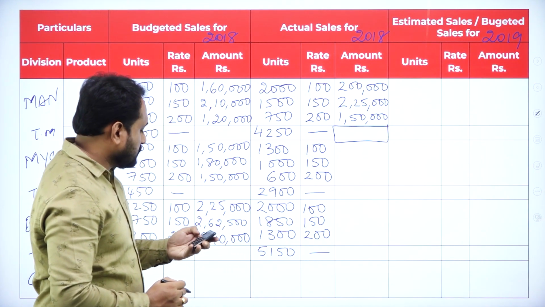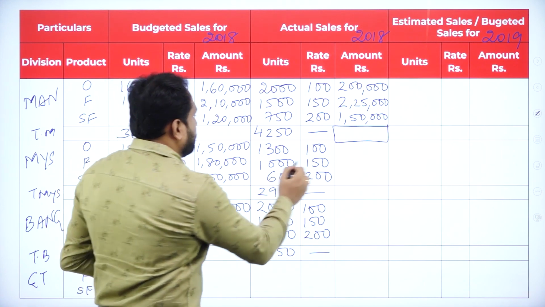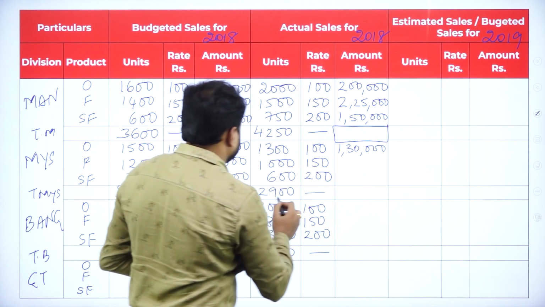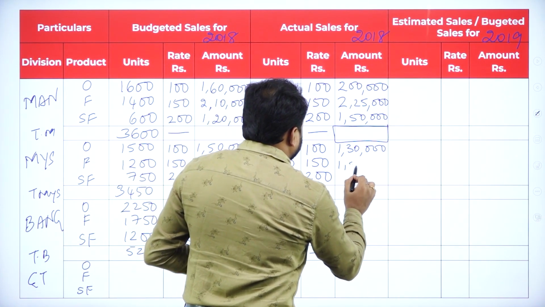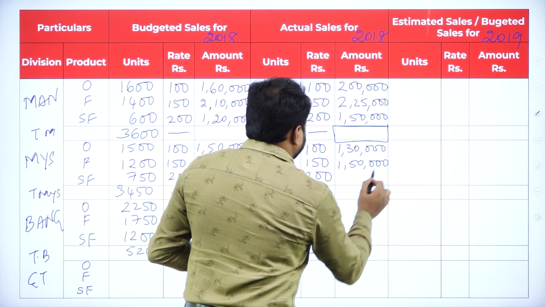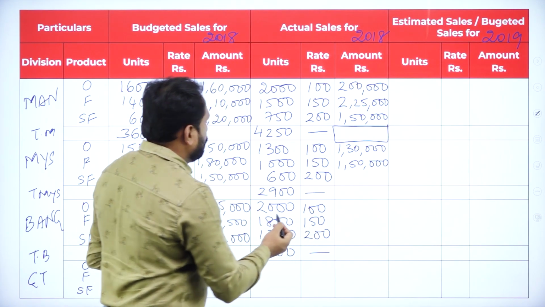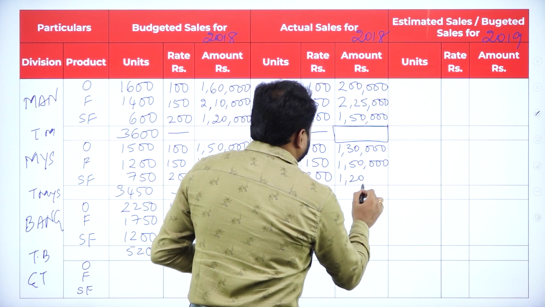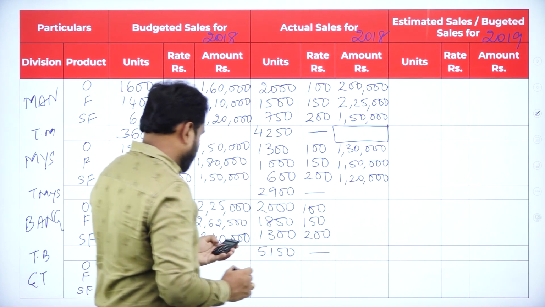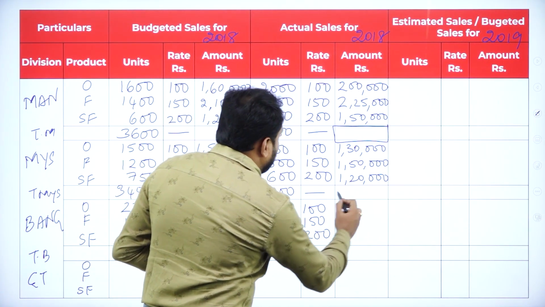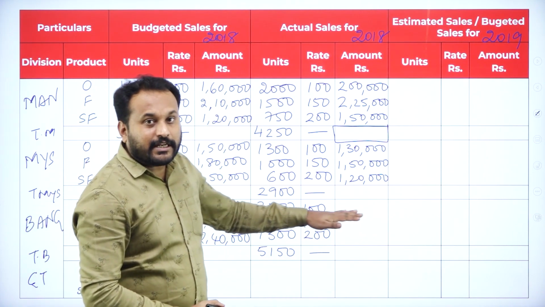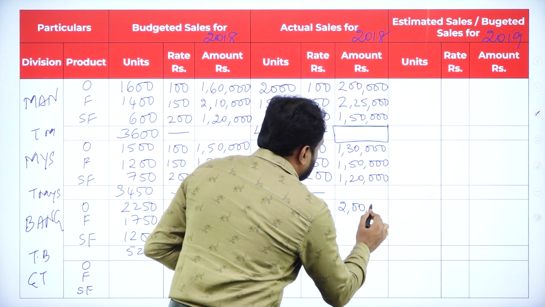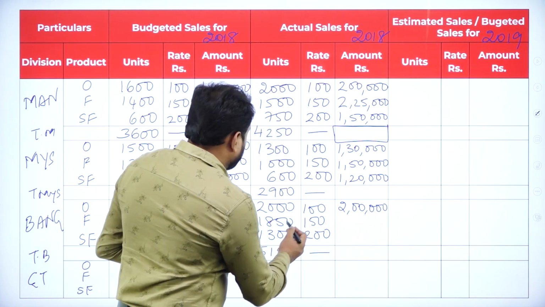Now, here we have 1,30,000. Now 1,50,000. 6 2s is 12. So we have here 1,20,000. You need to give me this answer. Next, 2,000 into 100. If you go with it, it is 2 lakh. Now we got here 2 lakh.